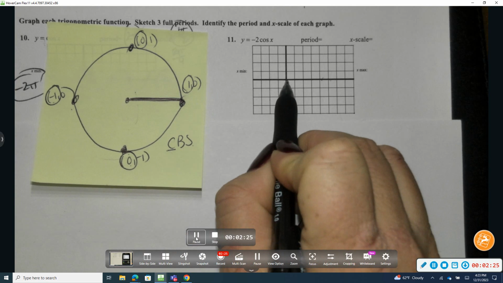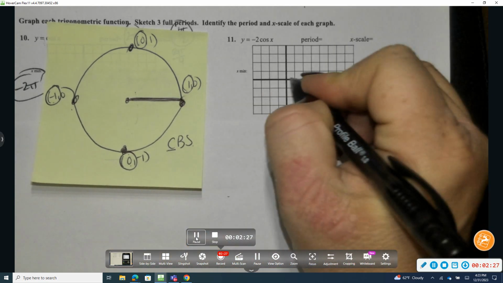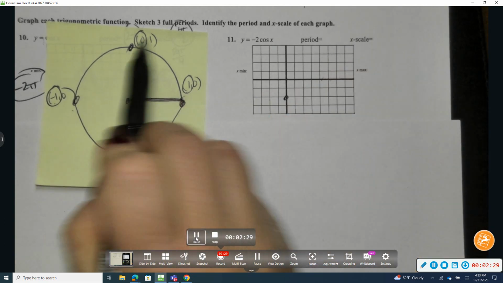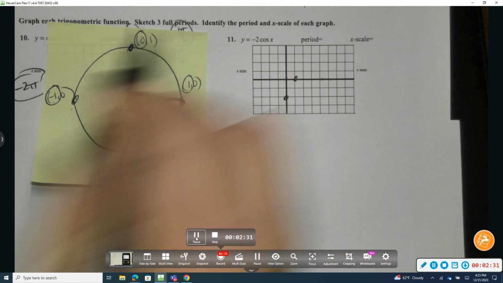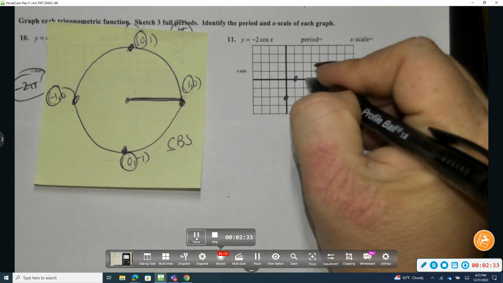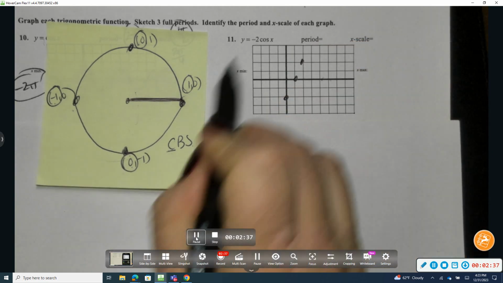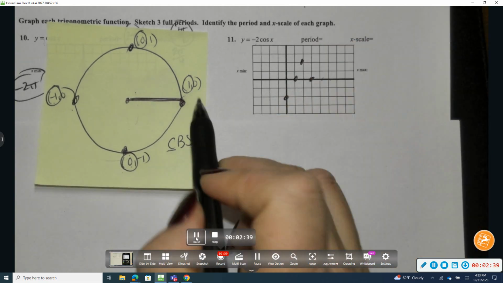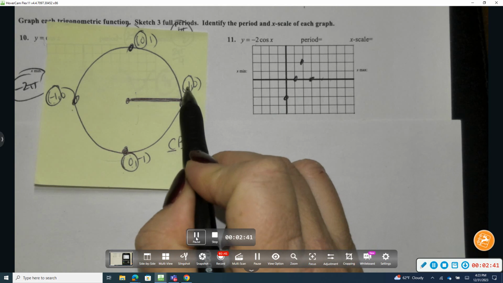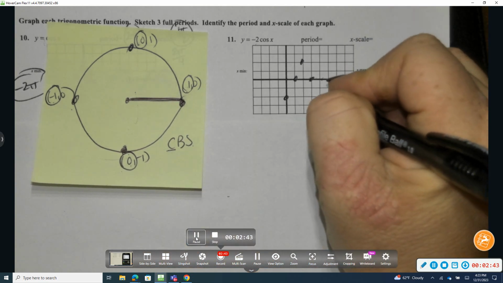So this is my starting position. 1 times negative 2 is negative 2. 0 times negative 2 is 0. Negative 1 times negative 2 is 2 for step 2. Step 3, 0 times negative 2 is 0. And step 4, ending the first cycle, 1 times negative 2 is negative 2.